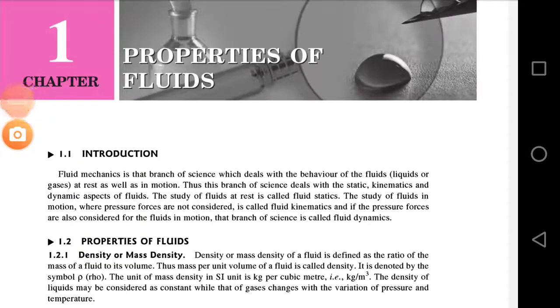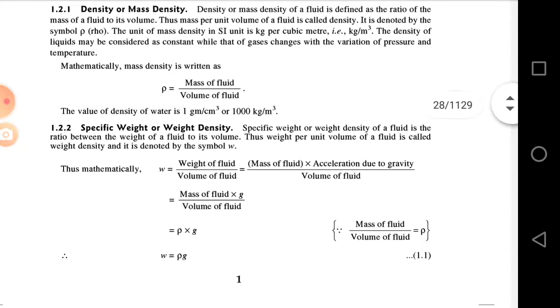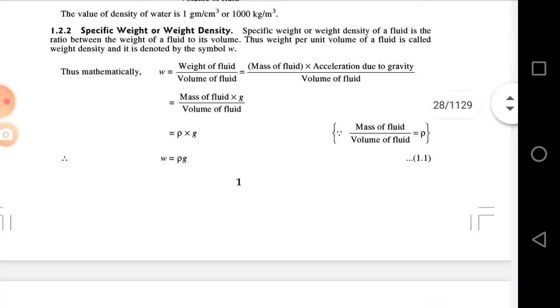Friends, today I am handling properties of fluids, the fundamentals of fluid mechanics. At first, I have to know about the properties of fluids such as density, specific weight, specific gravity, compressibility, surface tension, capillarity, etc. So first let's see what density is. Density is defined as the ratio of mass of a fluid to its volume, and its unit is kg per meter cube. The value of density of water is 1000 kg per meter cube.